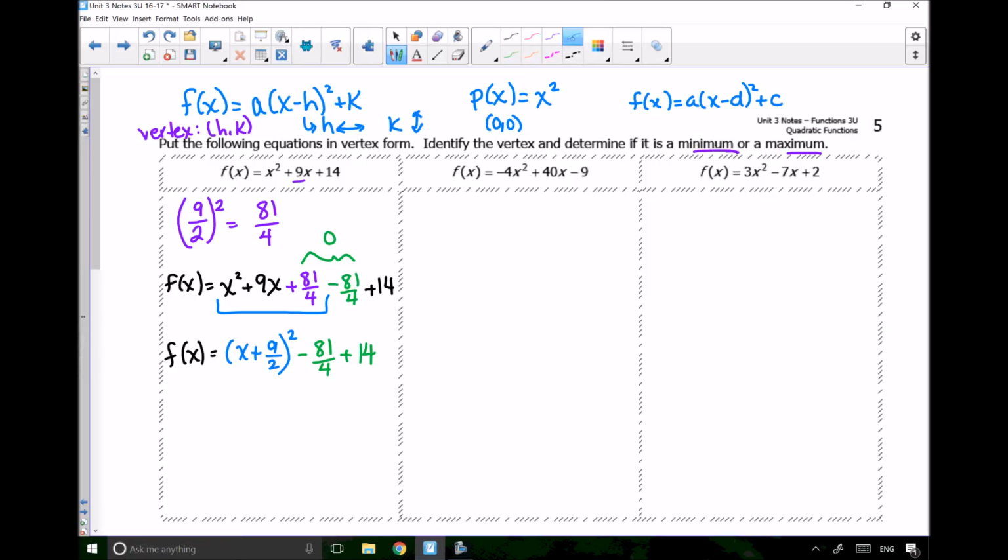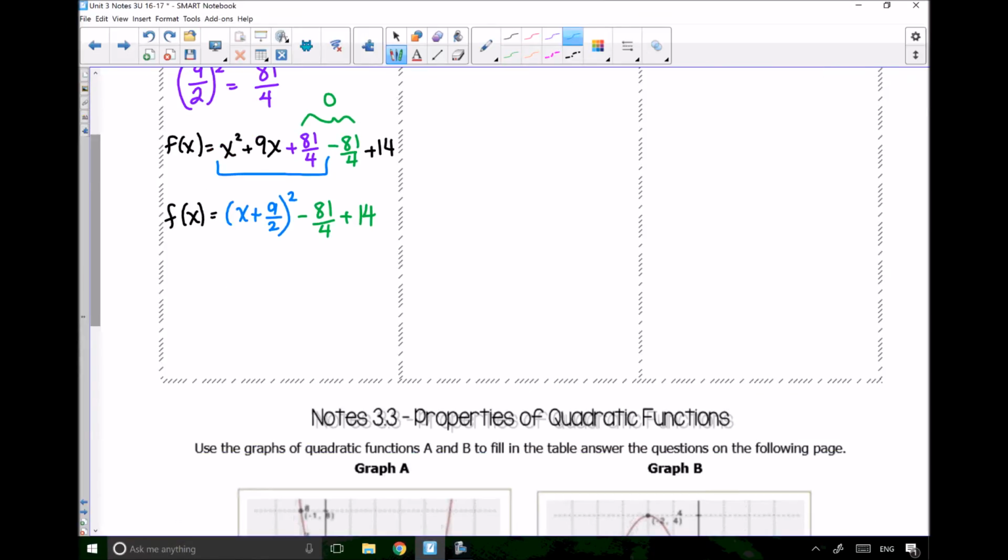Let me just make sure that this really works. I'll just do it on the bottom right here. x plus 9 over 2 squared means x plus 9 over 2 times x plus 9 over 2. So x times x gives me the x squared that I want. 9 over 2 times 9 over 2 gives me the 81 over 4 that I want. The inner terms give me 9 over 2 x. The outer terms give me 9 over 2 x, so I end up getting 18 over 2, which is 9. So it does work how I want it to work.